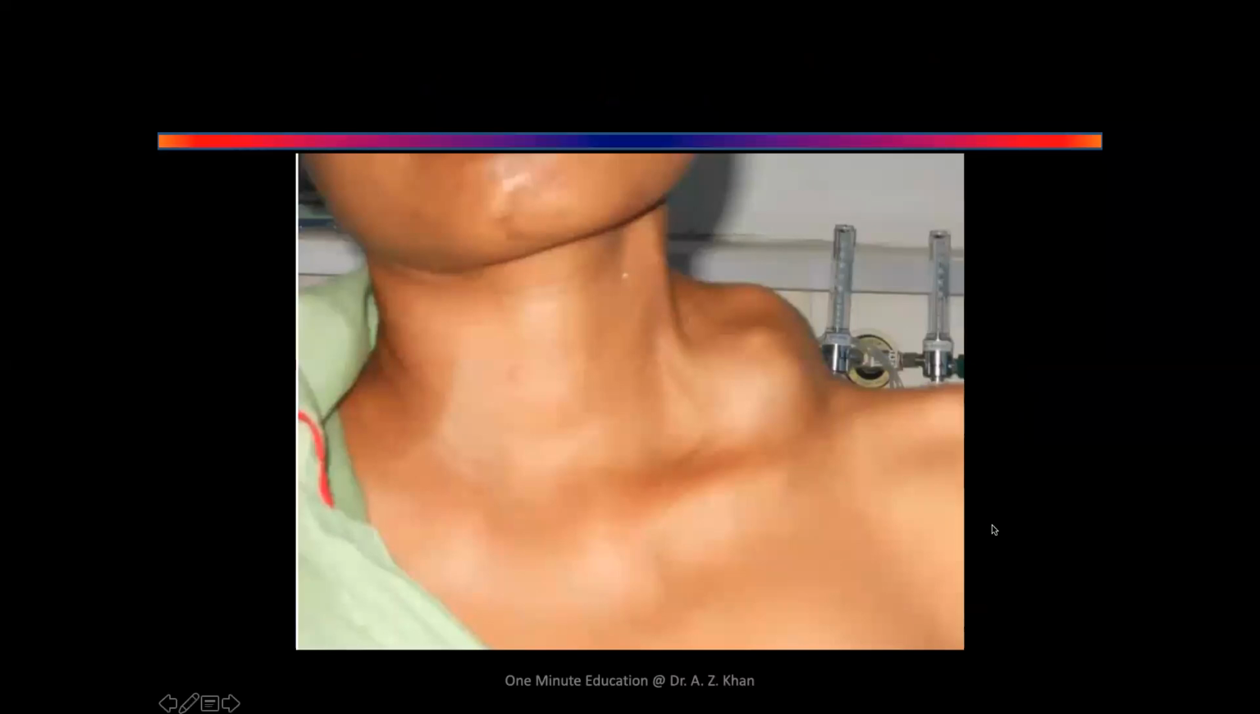give me a name. There are 2 names, and I need both the names for this. Give me a name, 2 names, and both the names I want. If you can only name one, then you get half a mark. Okay?